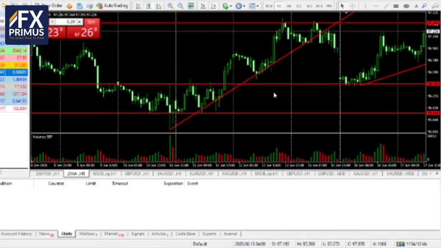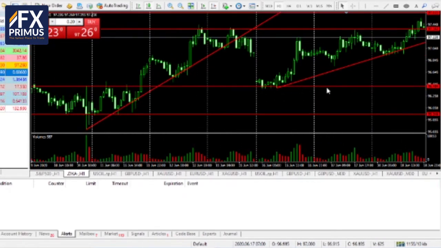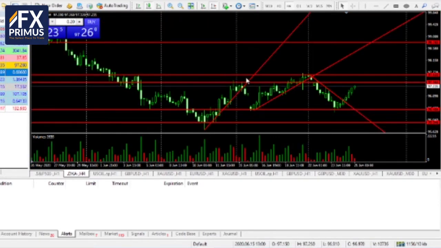This was actually a relevant support and resistance level on the H1 and also on the H4 charts. Okay, this is the one.